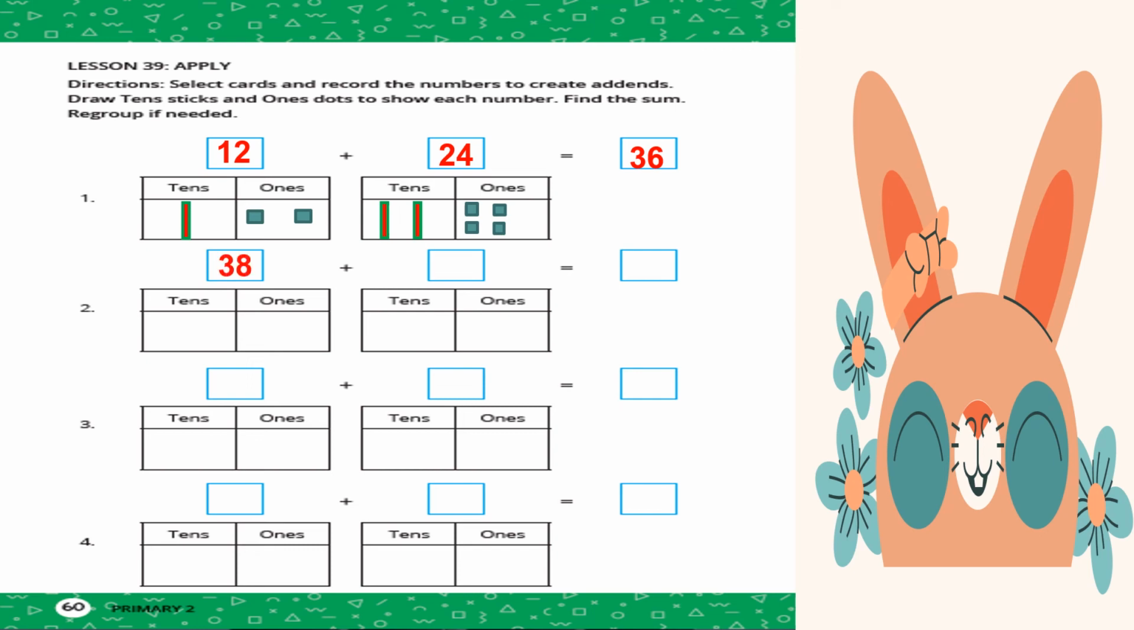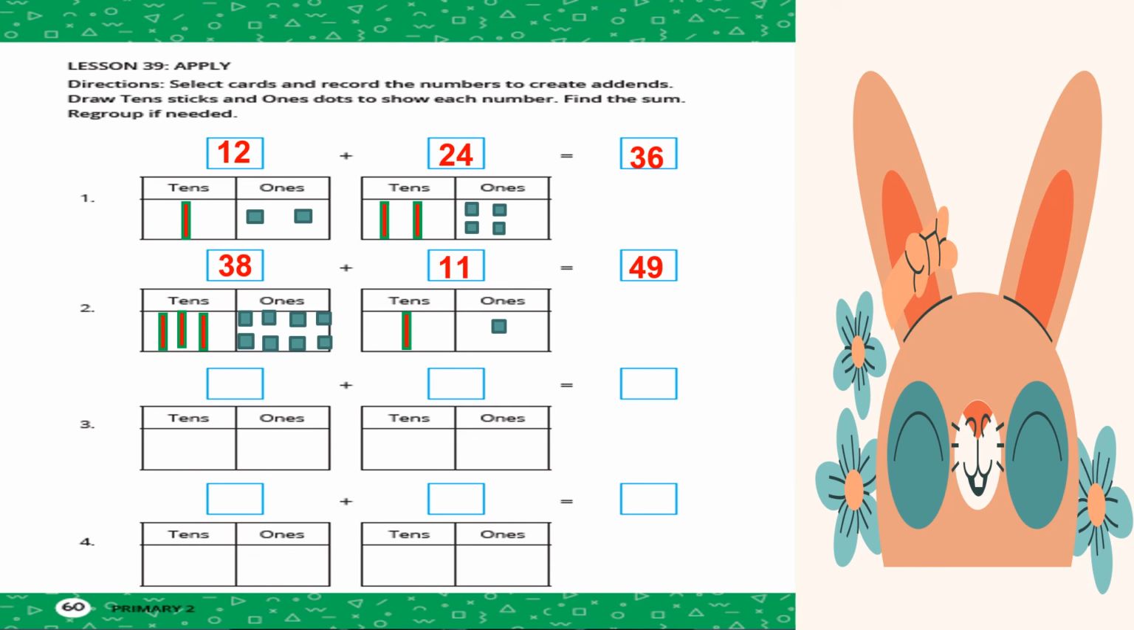Number 2. First card, 38. How many sticks do we have? 3 sticks. How many small squares? 8 small squares. Next card, 11. How many sticks do we have? Only 1 stick. How many small squares? Only 1. Let's add 8 plus 1, 9. 3 plus 1, 4. 49.